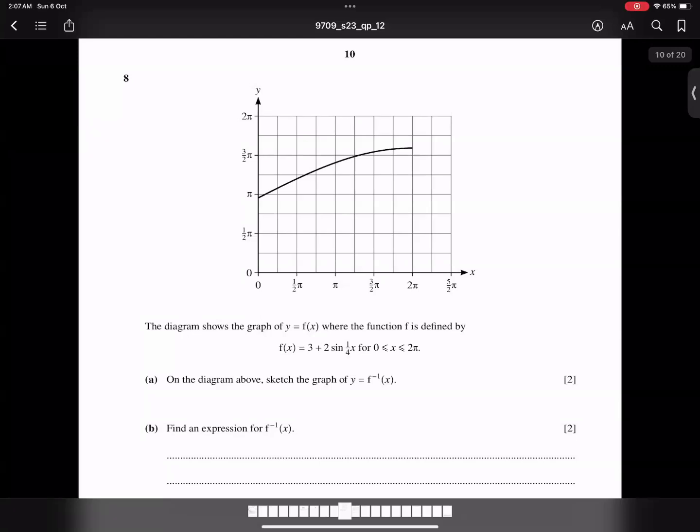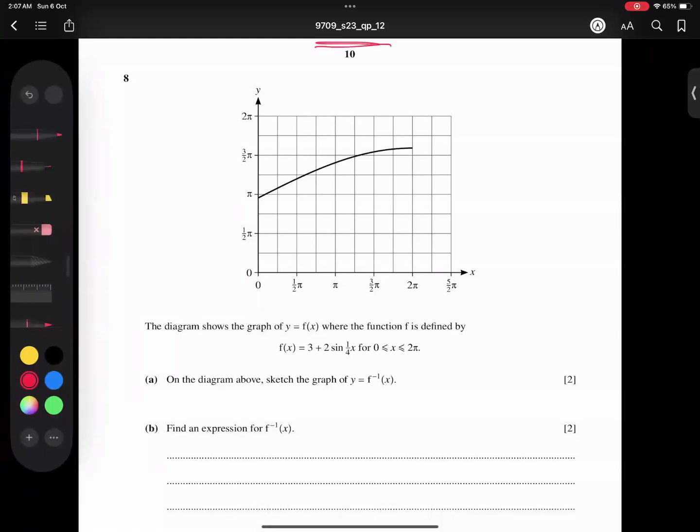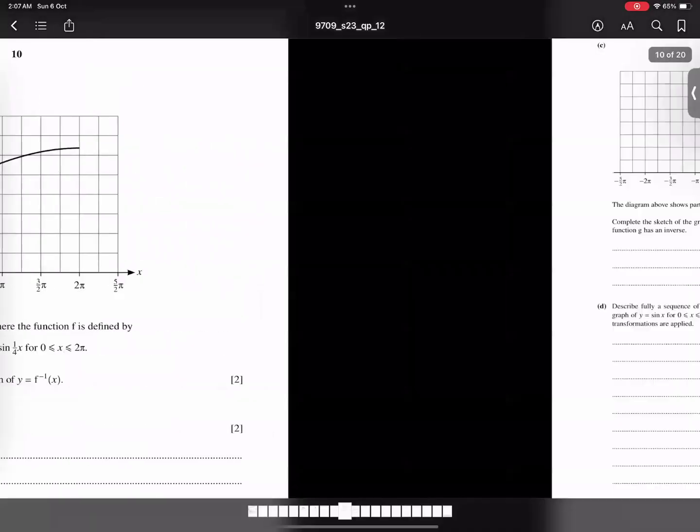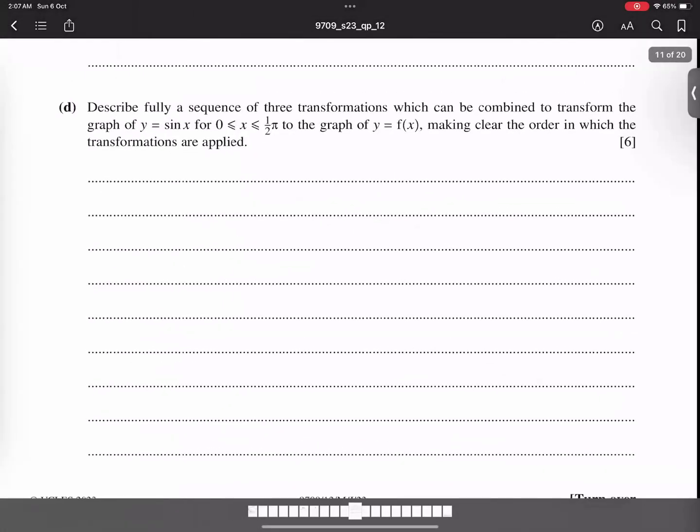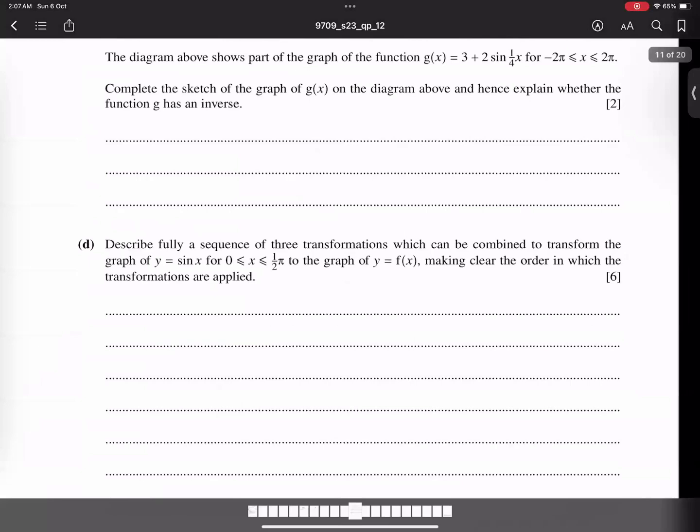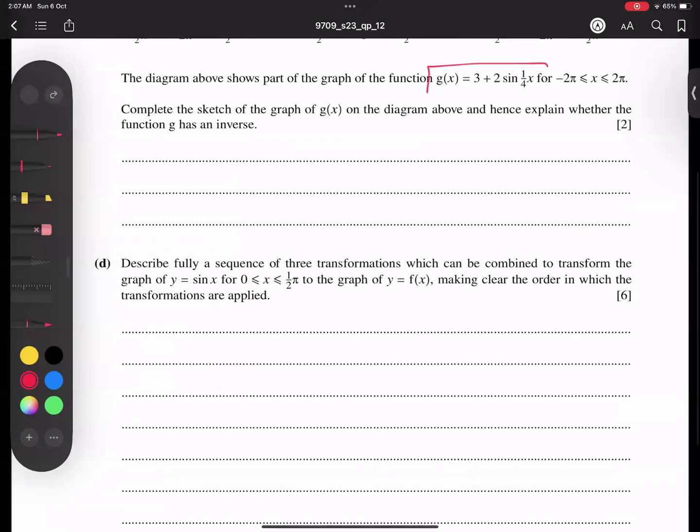Okay, students, this is a question. We have June 23, second variant, question number 8, but we are not doing all of its parts. We are focused only on the transformation. So what question do we have? Given a function here, which I'm writing, g of x is equal to 3 plus 2 times sine of 1 upon 4x. Okay.